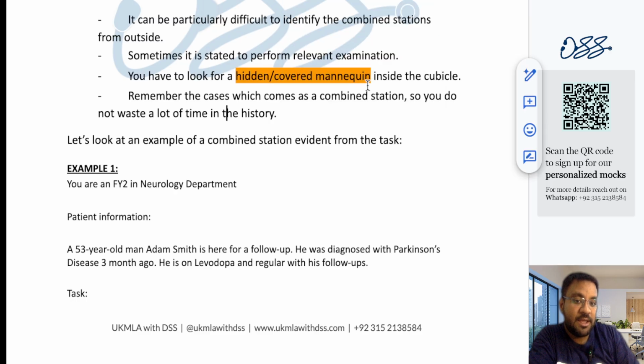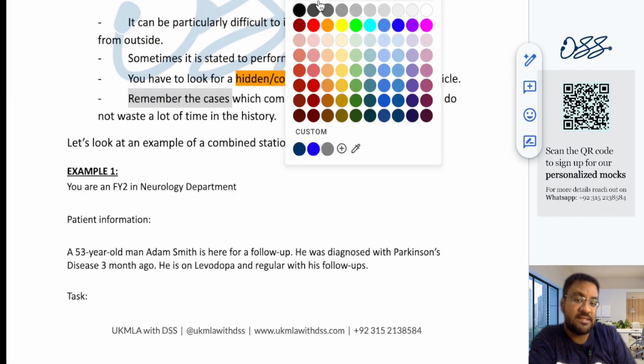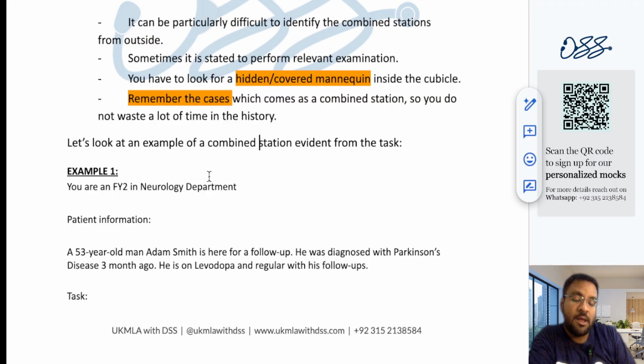So always look for hidden mannequins. Sometimes it's placed under the table as well, but this is a very luck based thing. In order to avoid this error, what I would recommend is to remember the cases, or keep an eye out for the combined stations, in those cases which you think may come as combined stations, or which have been coming as combined stations in the past.